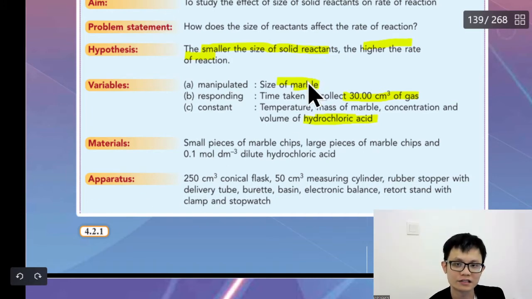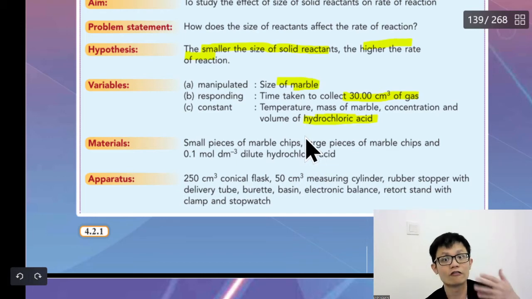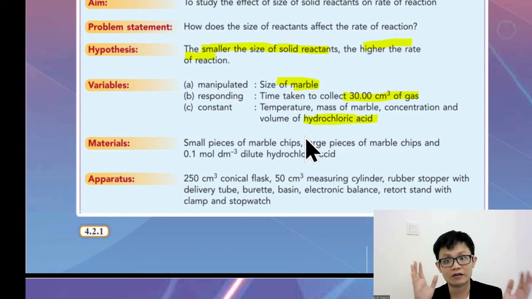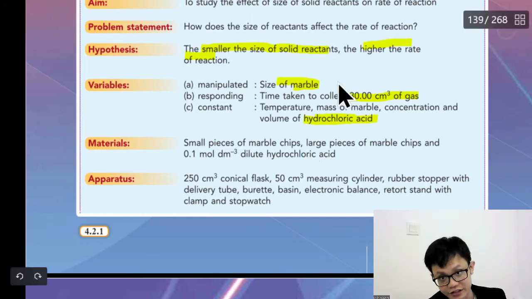Oh yeah, because it's not a reaction. Okay, it's a dissolving experiment: how fast the thing can dissolve, rather than how fast the reaction can occur. Because if I use sugar, it is not a chemical reaction, it is a physical change. Materials, again: I use a marble chip, large one, and the acid.